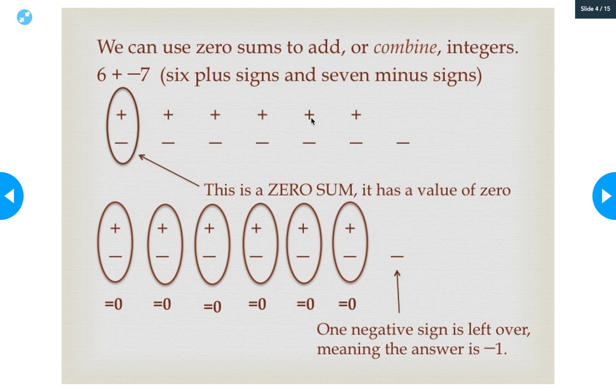We line up each pair of zero sums, and you can see that each one is going to equal 0, and we are left over with one negative sign that has no pair to go with it. That tells us that whatever is left over is our answer, -1. So the answer to 6 plus -7 is -1.